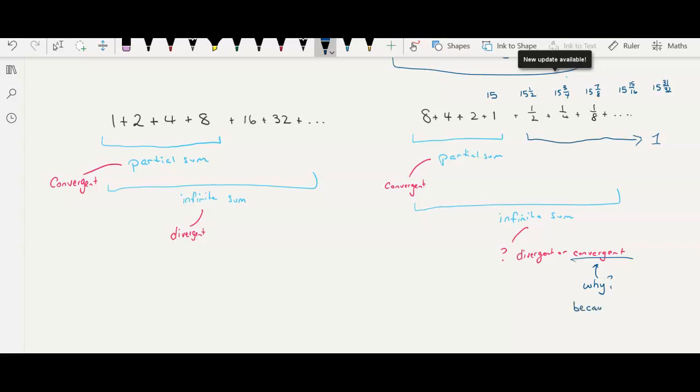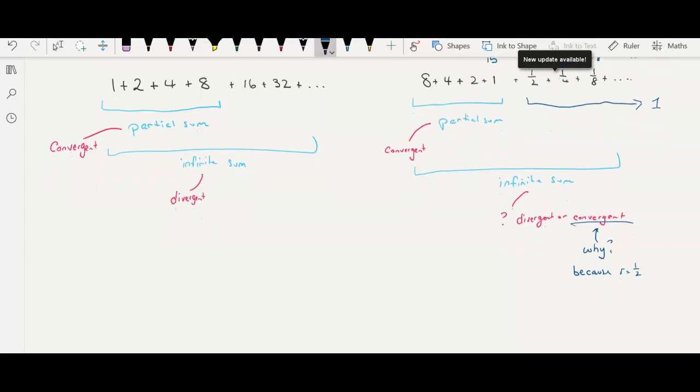Because what's different about this sequence to the first one is that I've gone from a common ratio of 2 to a common ratio of 1/2. These terms are going to get bigger and bigger. These ones are getting smaller and smaller. So it's because r equals 1/2, or more generally, because r is between -1 and 1, not including 0 clearly. When r takes on any value between -1 and 1 except 0, then we have a convergent sum. When it is 0, you've just got 0, so it's a trivial example.